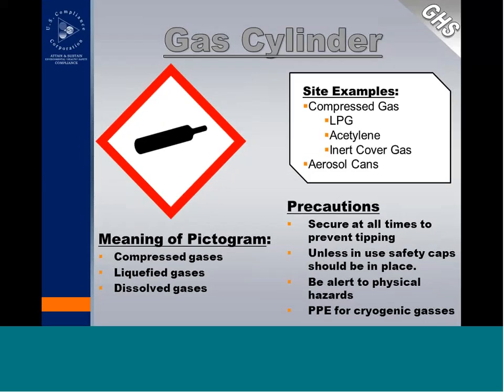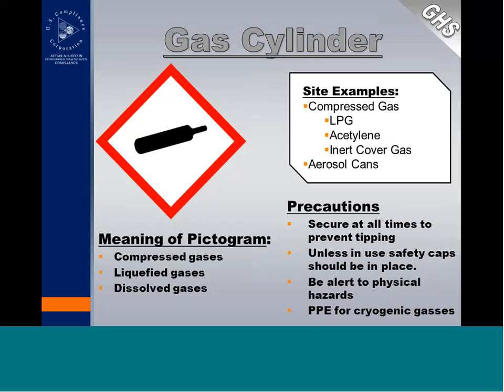Gas cylinders is what this pictogram means. This indicates that the material is a compressed gas, a liquefied gas, or a dissolved gas. Basic precautions include secure gas cylinders at all times to prevent tipping over and rupturing. Utilize safety caps when not in use. Be alert to some physical hazards associated with the cylinders, and ensure you're utilizing the proper personal protective equipment, as a lot of these gases are extremely cold when under pressure and may cause frost burns.